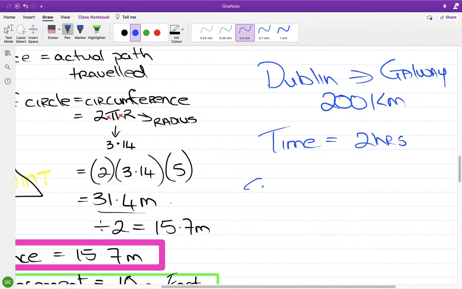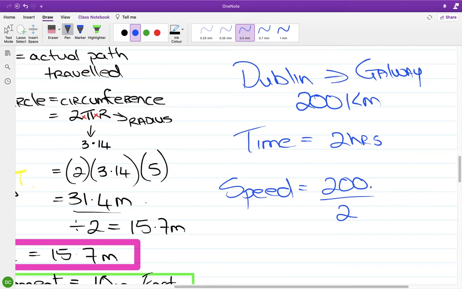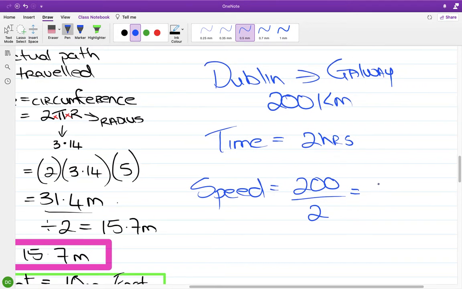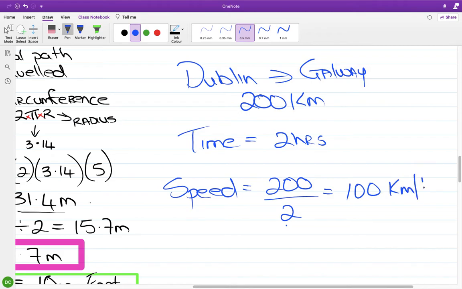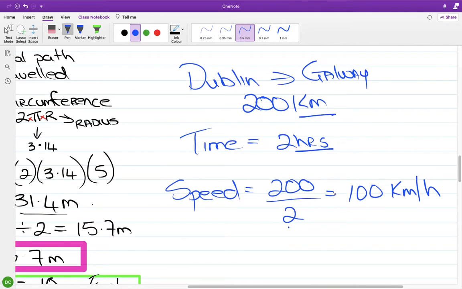Okay, and I'm asking you, what's the speed? Okay, so we put the distance. Now I realize my units are wrong. I'm completely aware of that, but let's just go with it for a second. So I put the distance, which is 200, over the time, which is 2, so that is 100, and my distance was kilometers, my time was hours, so it's kilometers per hour, right? So I'm saying the speed that my car was travelling, going from Dublin to Galway, was 100 kilometers per hour.